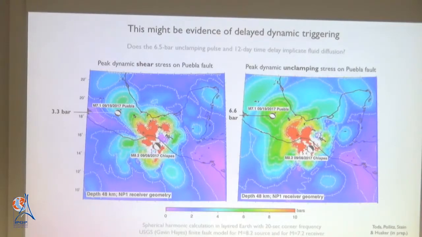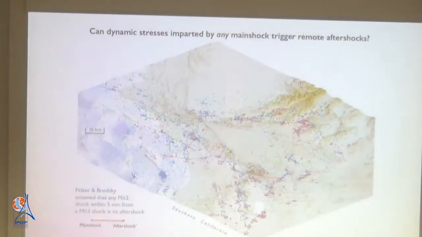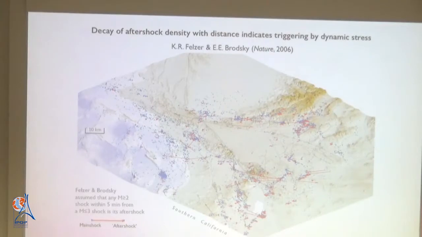Okay, so that's dynamic triggering on a large scale. What about on a small scale? What about for really, really tiny earthquakes? Is that possible? Well, a paper was published by Emily Brodsky and Karen Felzer in 2006 arguing that even magnitude 2 main shocks can trigger magnitude 2 aftershocks up to 50 kilometers away. And the only way that could be explained would be by dynamic shaking.